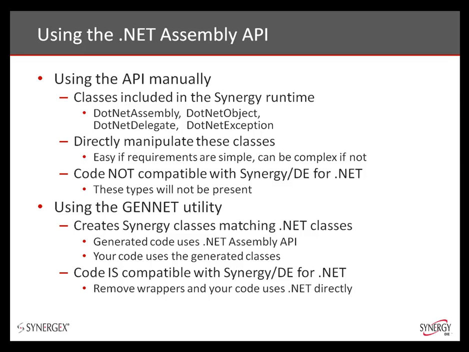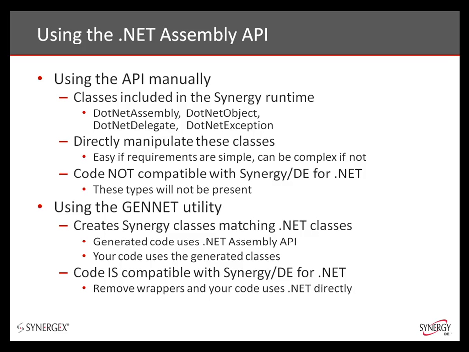Using the API manually can be fairly simple if your requirements are very simple, but can quickly get very complex. The biggest downside of using the .NET Assembly API directly is that any application code that you write will not be compatible with Synergy DE for .NET in the future, as these types will not exist in the .NET runtime.